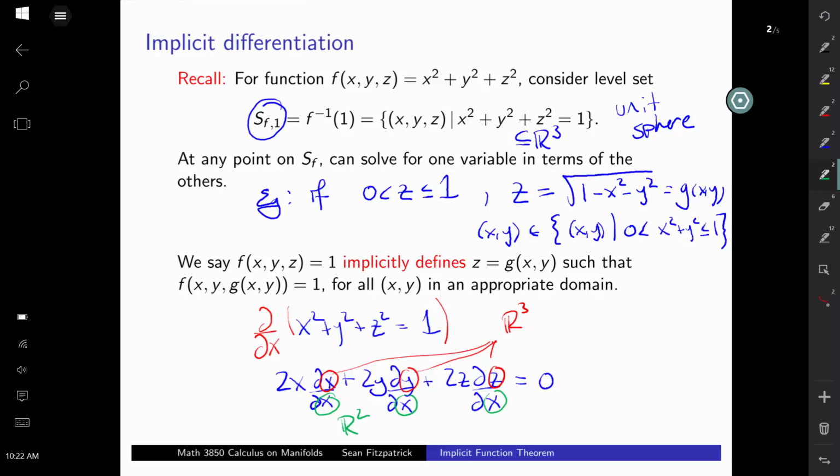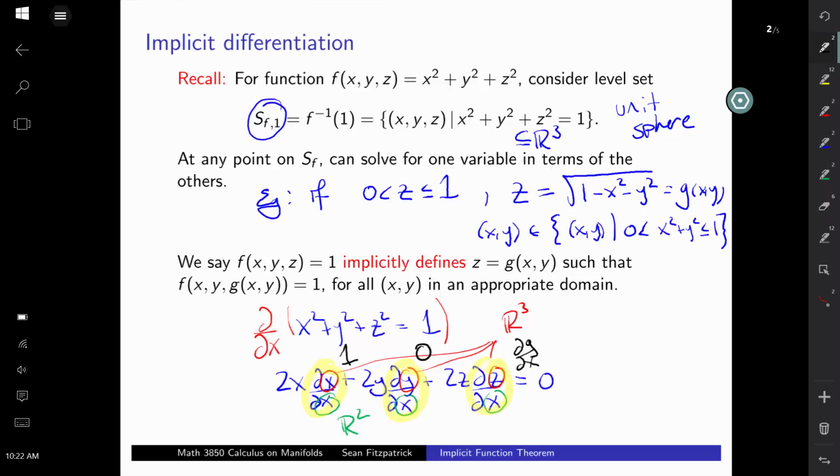So you want to be able to say, well, dx is equal to 1, right? So this guy here is just going to be equal to 1. This guy here should be equal to 0, and then this guy here, well, we don't want to think of z and x as independent variables anymore. We're thinking of z as depending on x, and so this last one becomes dg dx. And so if you want to, you can solve for dg dx, and what do you get?